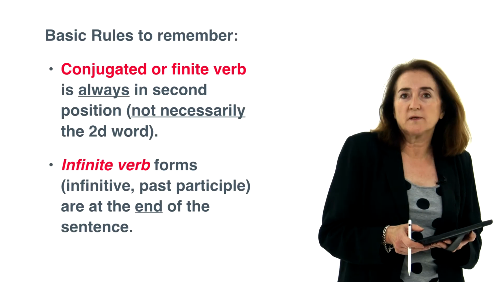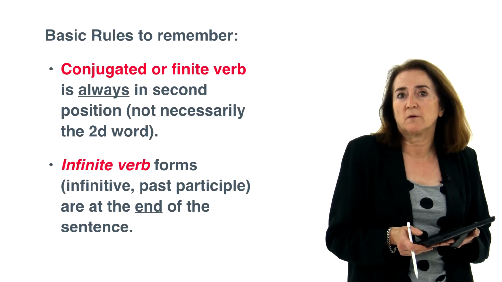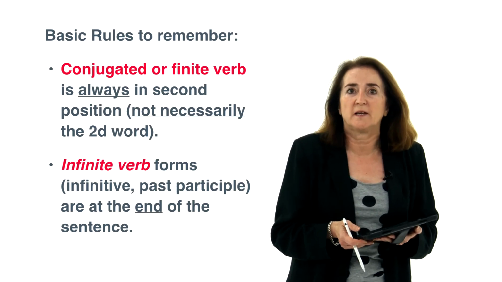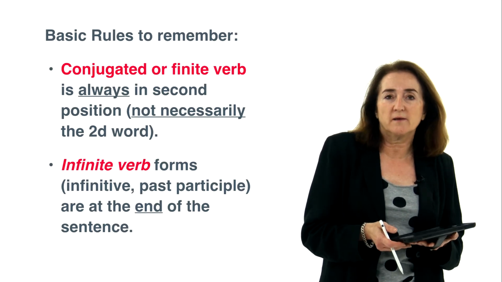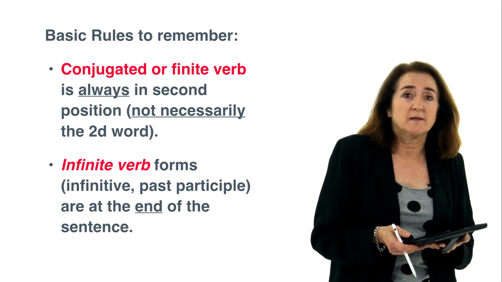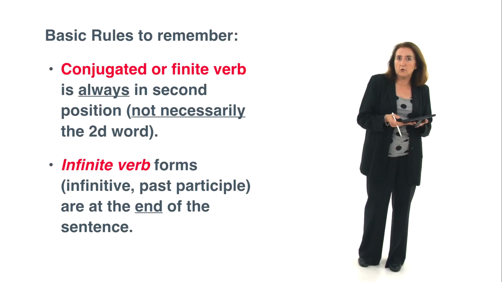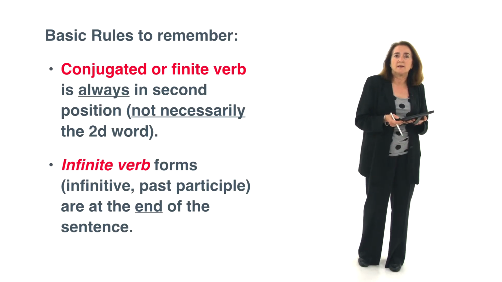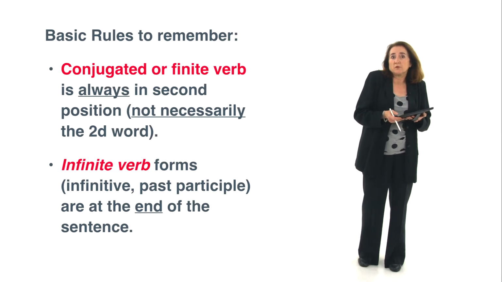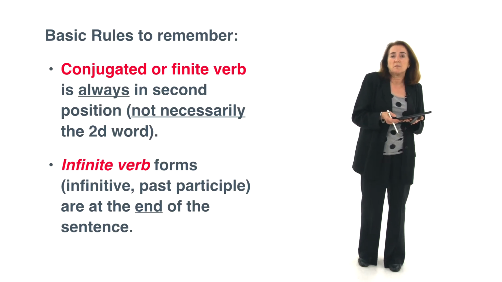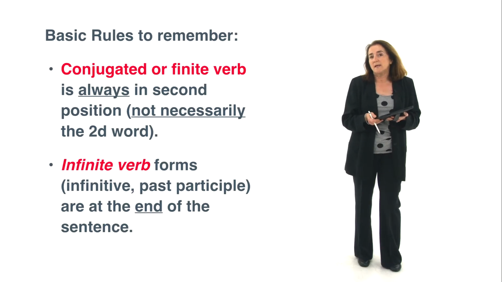So basic rules one needs to remember. The conjugated, also called finite verb, is always in second position. It's a second sentence element. It's not necessarily the second word, and I'll explain that later. The infinite verb, which could be an infinitive, it could be past participle, is at the end of a German sentence.